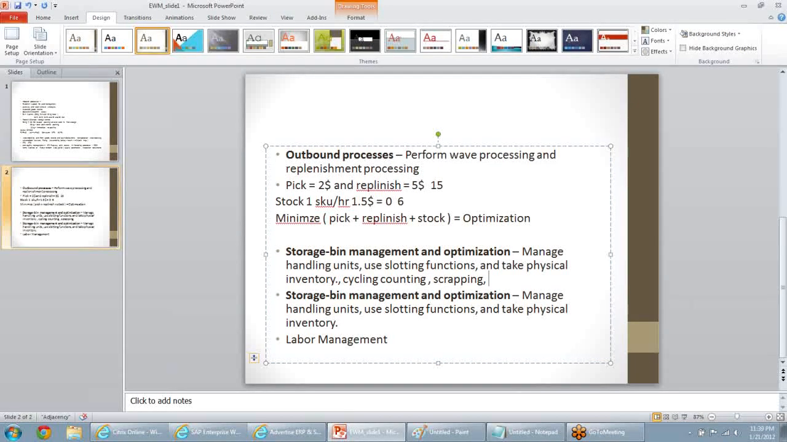And then the scrapping functionality, continuous inventory in the warehouse also. Basically the continuous inventory accounting I should have also. So whenever the goods are damaged, I should be able to maintain the scrap and all those things also. And the main advantage of SAP EWM and WM is the labor management, the labor planning.